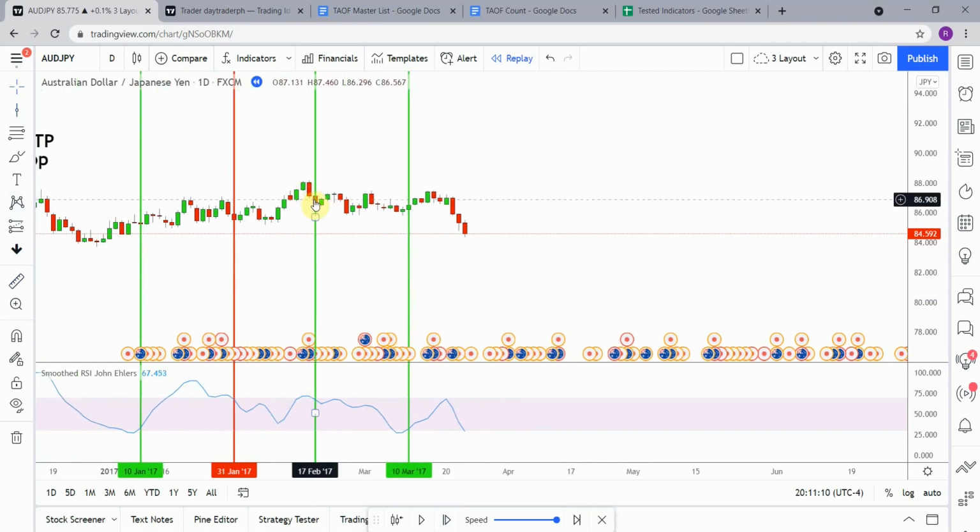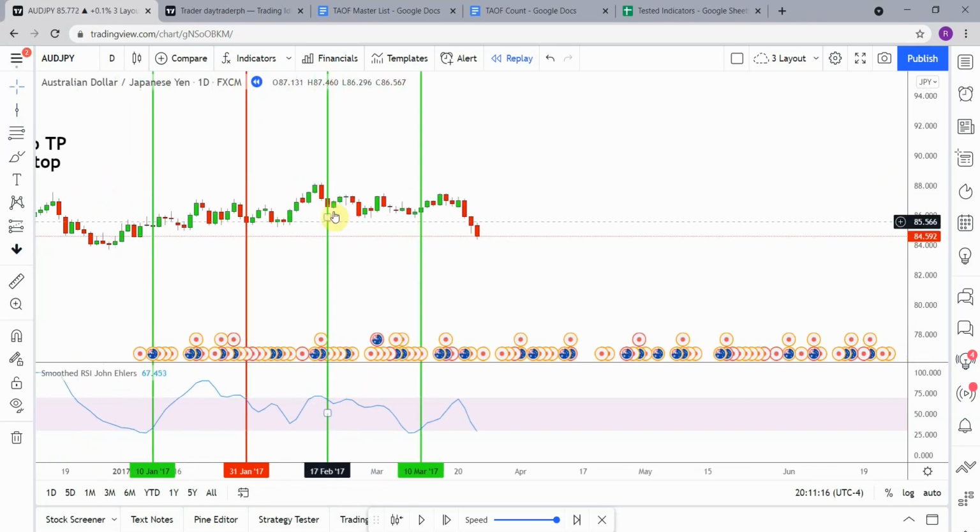Alright, so we pick up a short signal right here on this one. We get a little push up to our stop there, but we're able to avoid getting stopped out before it pushes down right here. Barely hits the take profit.